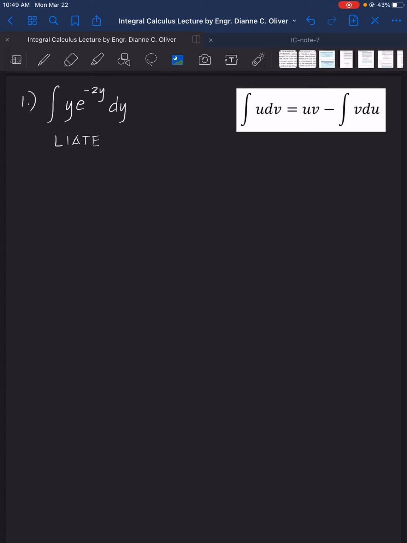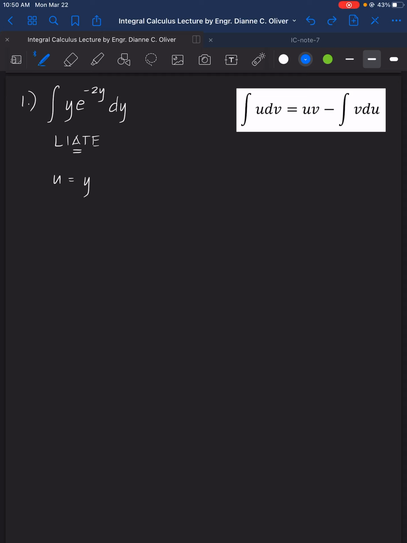So again, in LIATE, using the pattern here, which will we assign as u? We have logarithmic, there's no logarithmic in this original equation. We have inverse, there's no inverse. Do we have algebraic? Yes, we have algebraic, which is y. So it comes before the e, the exponential. That's why in this example, we will put u as the algebraic y. So let u is equal to y. So having accomplished the value for u, here is the u.